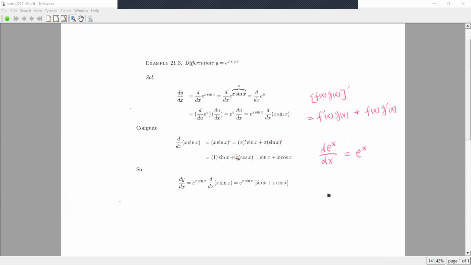Derivative of x is 1. Derivative of sine is cosine. Then I have this equation. Simplify this expression a little bit. Then this is the result of this derivative. Now I plug in the result here. Then derivative of the given function is this.